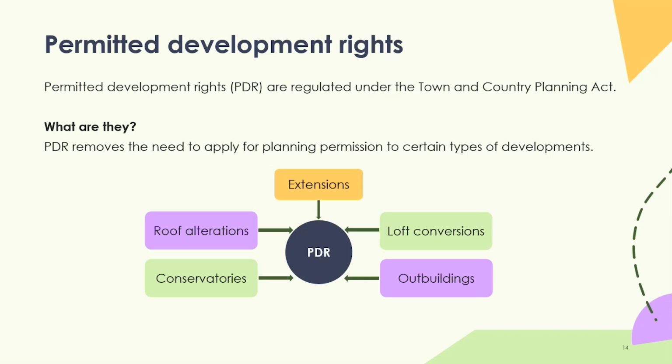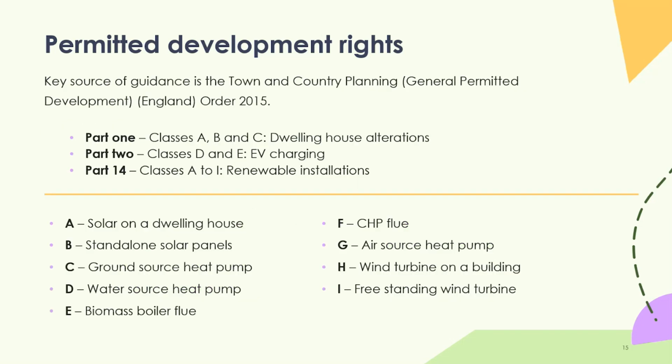So some of the things that you can do: you can install a conservatory, you can do roof alterations, extensions, loft conversions, and changes to outbuildings, or hopefully installation of some outbuildings. And you shouldn't need to do a planning application for that, as long as you follow the requirements set out in the permitted development rights, which are on the planning portal. So here's a bit more detailed information. Classes A, B and C focus on dwelling houses, alterations.